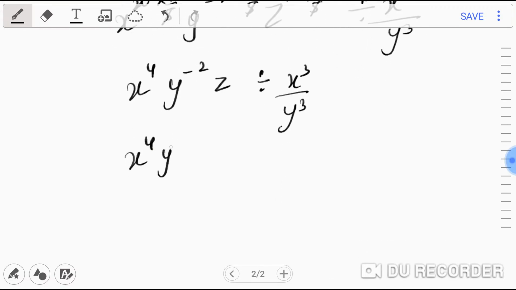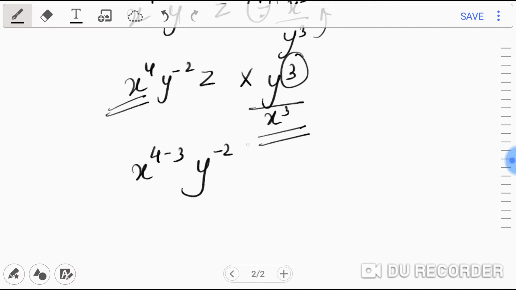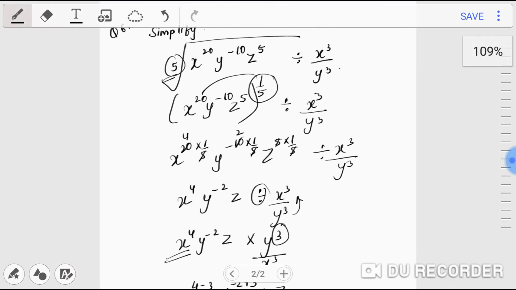Once you got this, what you can do is convert this into multiplication and reciprocate. Once you reciprocate this, you will notice that x raised to 4 here and x cube here, with the same base and different exponents in division, you will get 4 minus 3. And here you have y raised to minus 2 and here you have 3, both in multiplication, so they will go for addition, and z. So your answer will be x raised to 1, y raised to 1 and z raised to 1. So your answer will be xyz. Got my point clear?